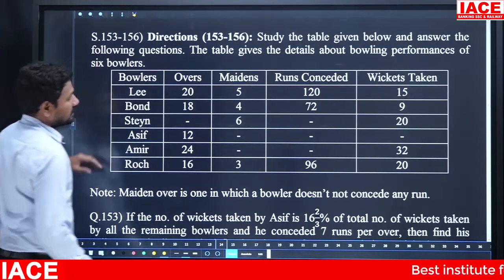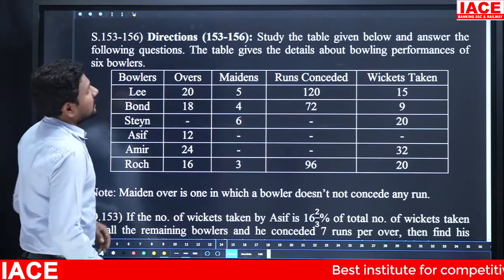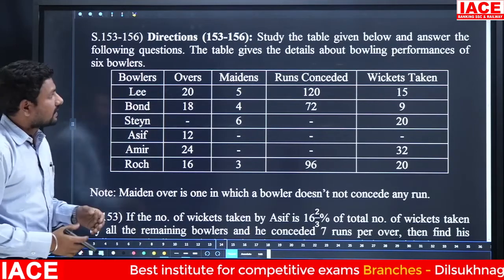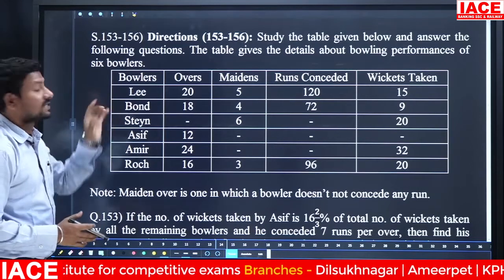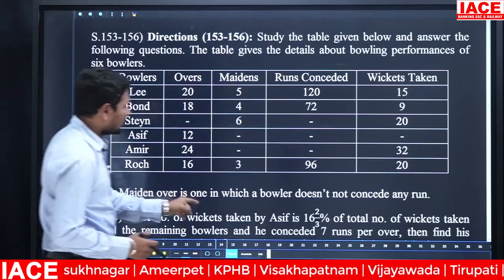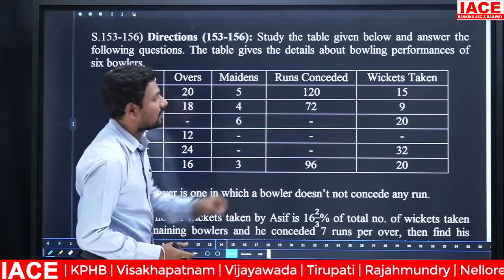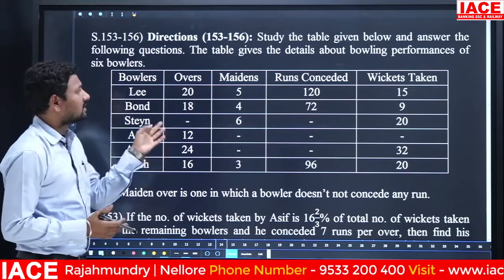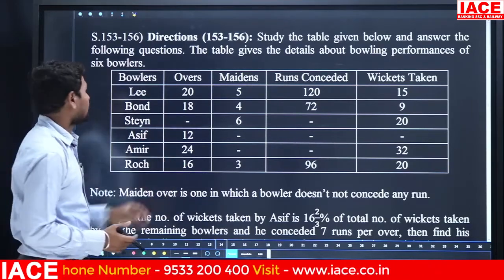Next we have a table. Study the table given below and answer the following questions. The table gives the details about bowling performance of 6 bowlers. A maiden over is one in which a bowler doesn't concede any run. Maiden over means he has not given any run in that over.